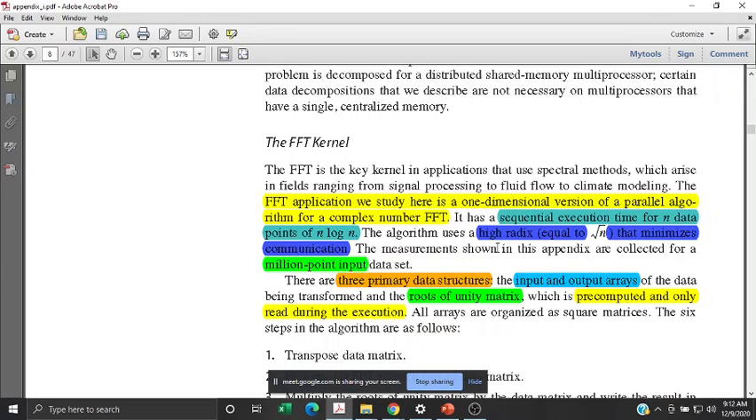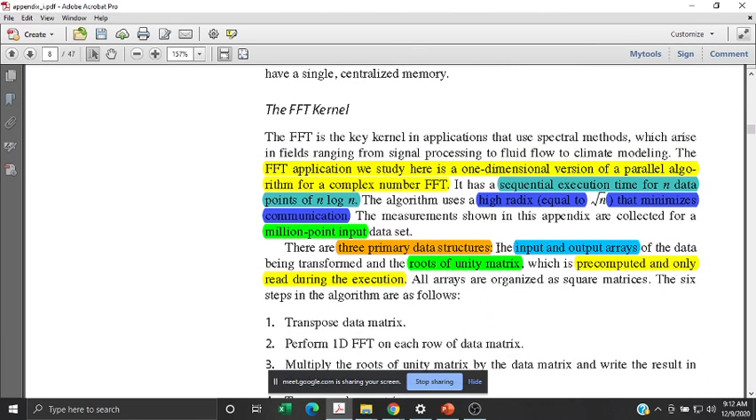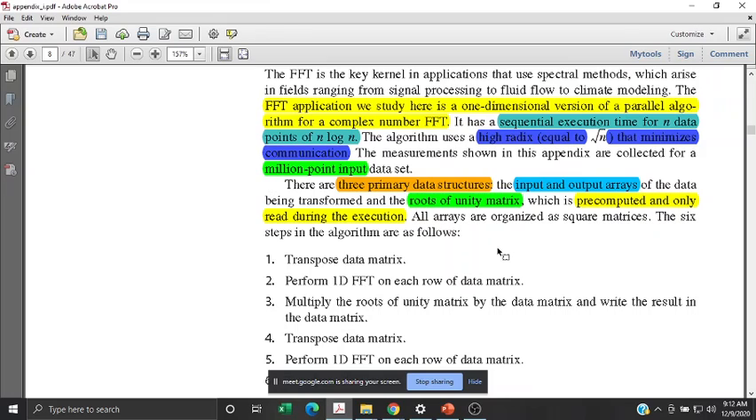As the measurements shown in this appendix, again there is a table with the FFT kernel, then LU decomposition, then Barnes, the galaxy evolution, and one more, ocean currents. With these four applications or approaches which can exploit parallelism, the complexity versus number of processors, and the communication overhead, are compared. That is what is tabulated. We'll look at that further.